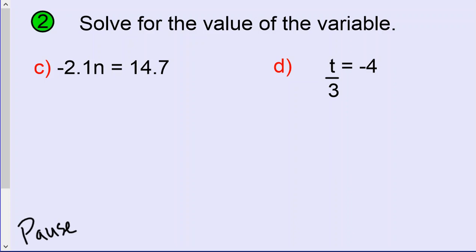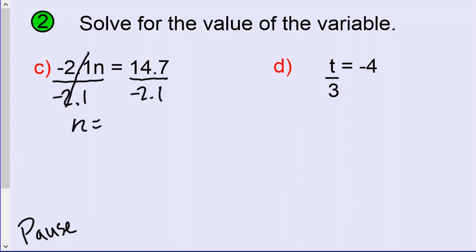Alright, in problem C we have negative 2.1n equals 14.7. So we have negative 2.1 times n, or multiplied by n. So we're going to do the inverse operation of multiplication, which is division. So we're going to divide by negative 2.1. So if we do it to one side, we must do it to the other. Divided by negative 2.1. And then these two, the negative 2.1 will cancel out. We'll be left with n over here.